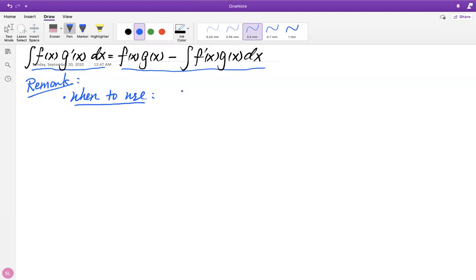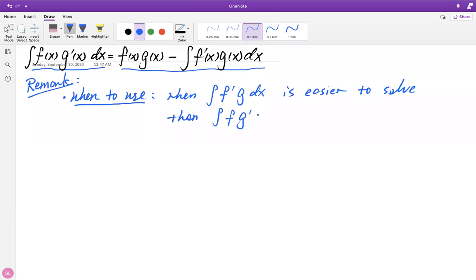We only want to use this formula if the right-hand side is easier to solve than the left-hand side. More precisely, we want to use it when the integral of f prime g, here I'm abbreviating the notation, is easier to solve than the original integral of fg prime. Of course, we'll see examples in the next video.